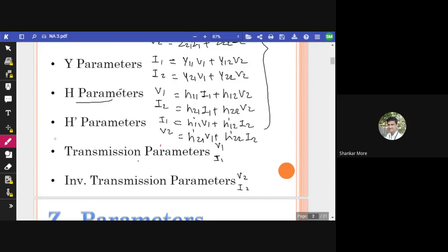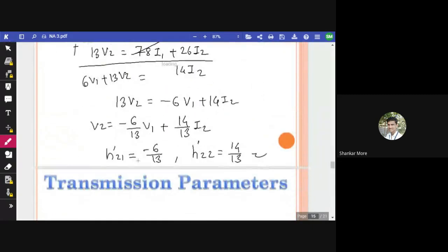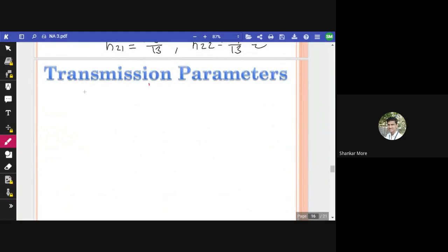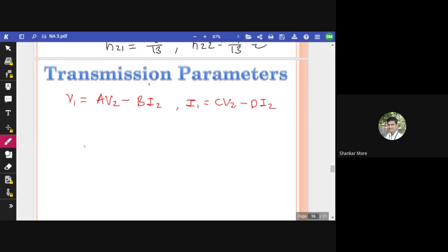First of all, let me go to the slide. I will share this PPT with you once the class has ended. The formula for transmission parameters is V1 equals A V2 minus B I2, and I1 equals C V2 minus D I2. We have to calculate the values of A, B, C, and D when a question is given. For that, I will take one question and calculate the transmission parameters for it.